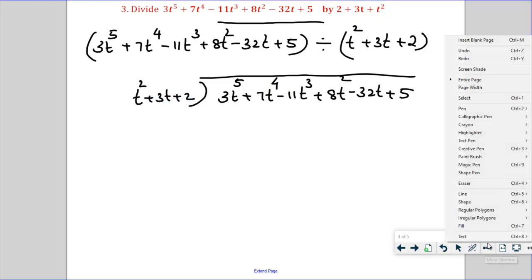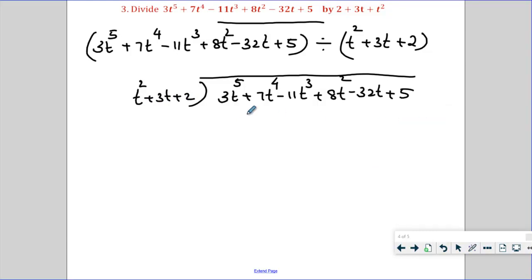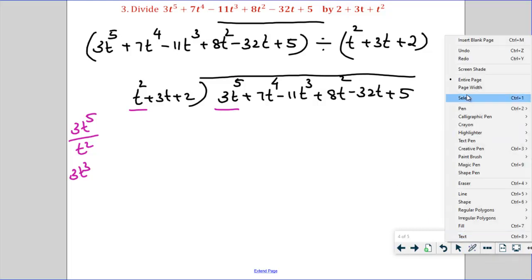So here, first term 3t power 5, t square. So for this division, first you have to take the first term of each one, that is 3t power 5. You can write 3t power 5 divided by t square. If you divide these two, our answer is 3t cube. So this 3t cube you have to write here in the quotient, first term of the quotient.